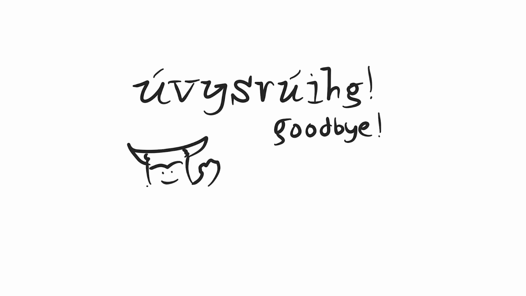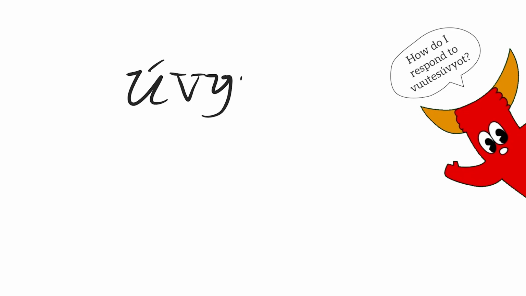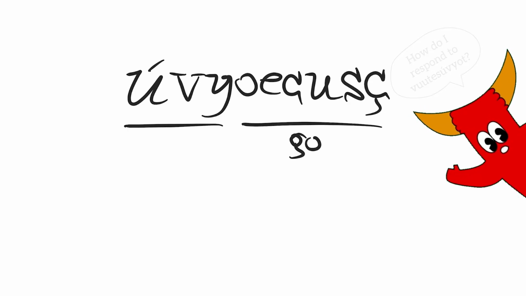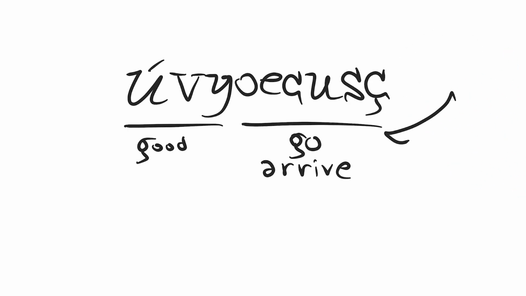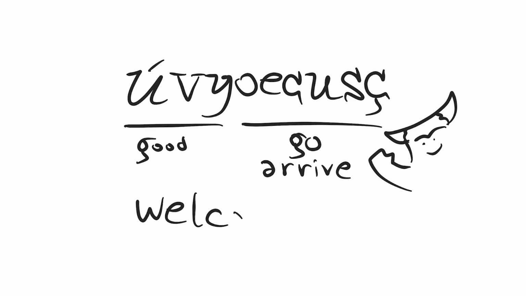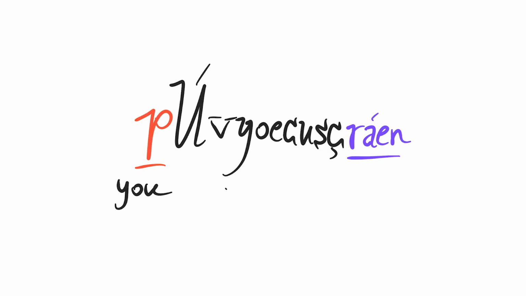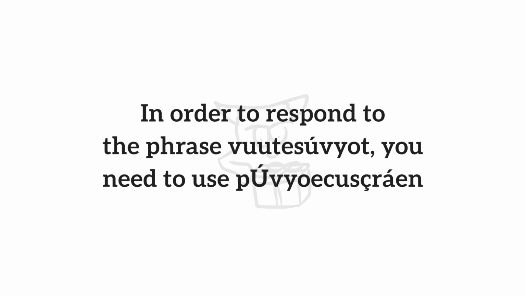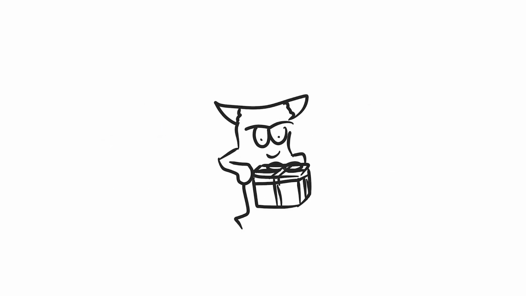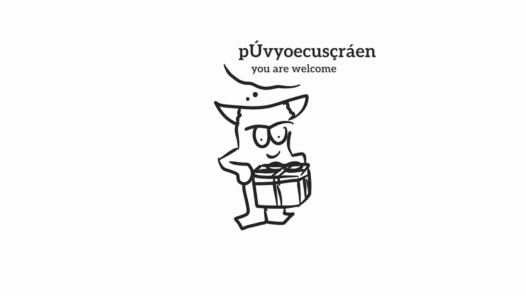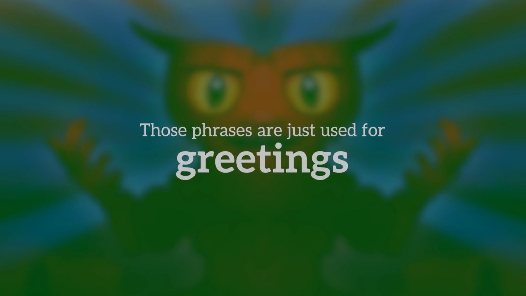But no, this isn't the end of the video. I have more phrases to teach you. Vutesuyot. Puyatsuschrön. You are welcome. The phrase welcome in Epsognian is ujatsust, as heard in the first video. Uigrun, ujatsust, and welcome. To respond to vutesuyot, which means thanks, you use the phrase puyatsuschrön, meaning you are welcome. Okay, those are the main greetings in Epsognian.